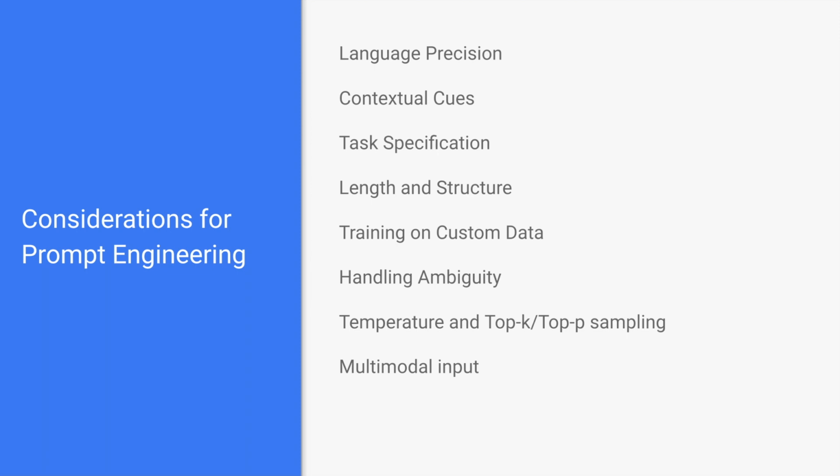Temperature and top K or top P sampling. We will cover more details in upcoming videos, but for now, just know that we could adjust the temperature parameter to control the randomness of the generated output. Higher the temperature, greater the randomness. This also involves experimentation with top K or top P sampling to influence the diversity and quality of responses.